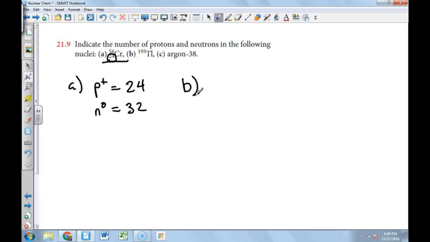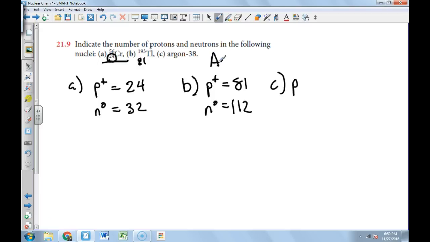And so here we have thallium. In this case, for thallium, we have to look at the periodic table and look at its atomic number. So I'm looking at a periodic table. Its atomic number is 81, and so the number of protons there is 81. And remember, the number of neutrons plus the number of protons equals the mass number there. So the number of neutrons must be 112.